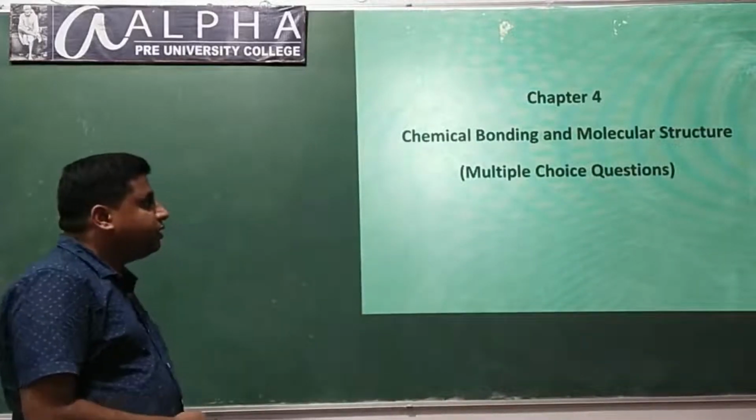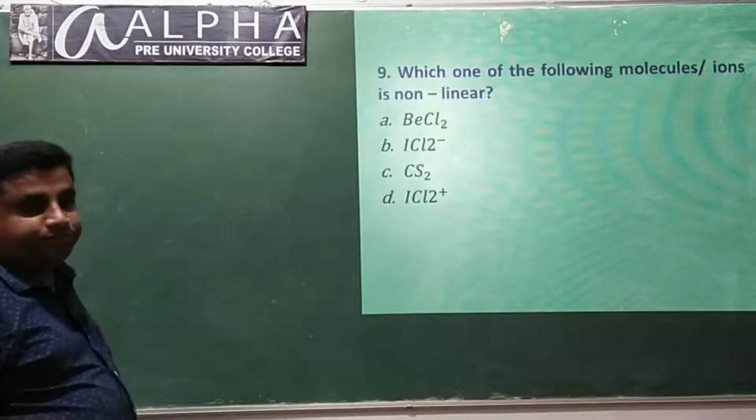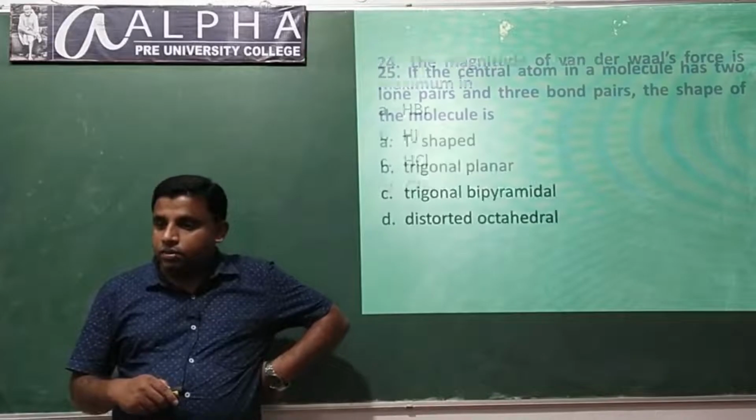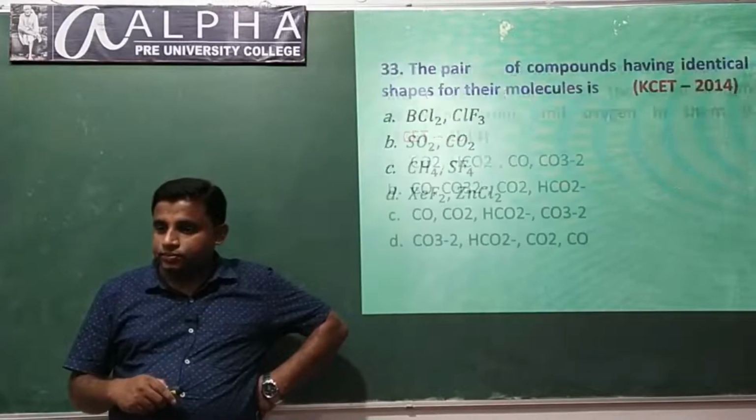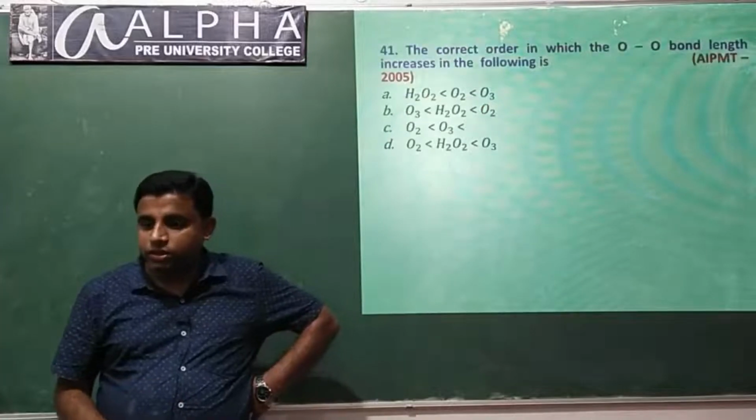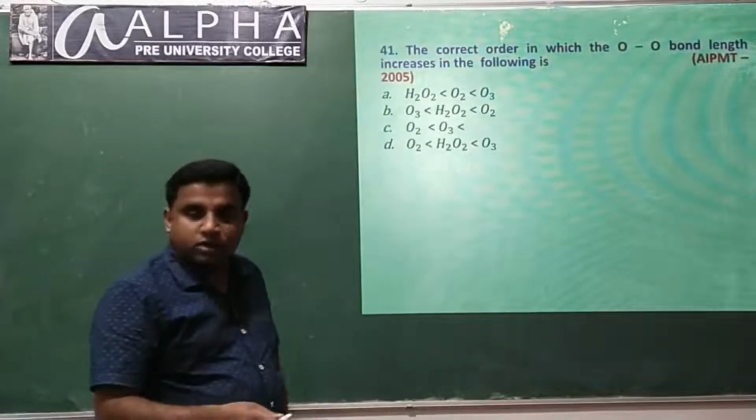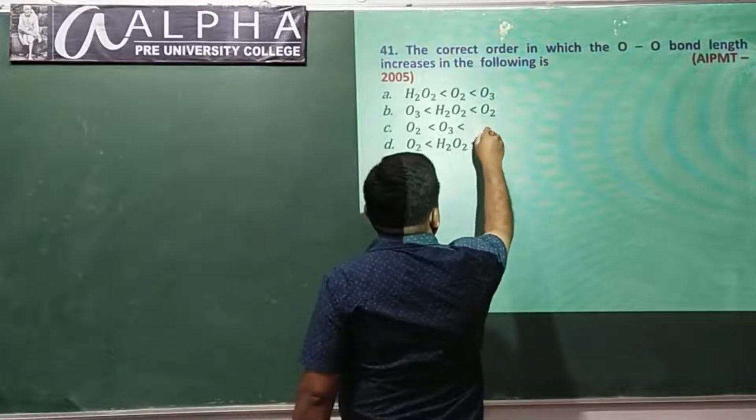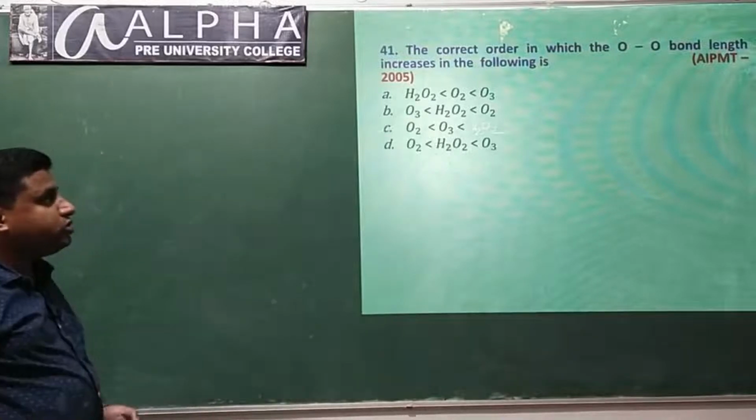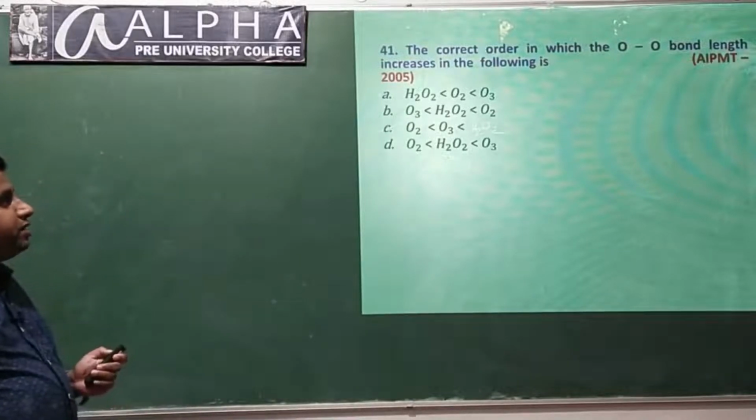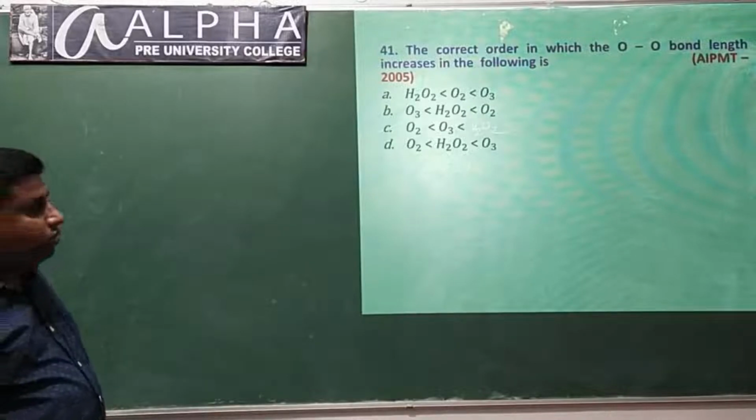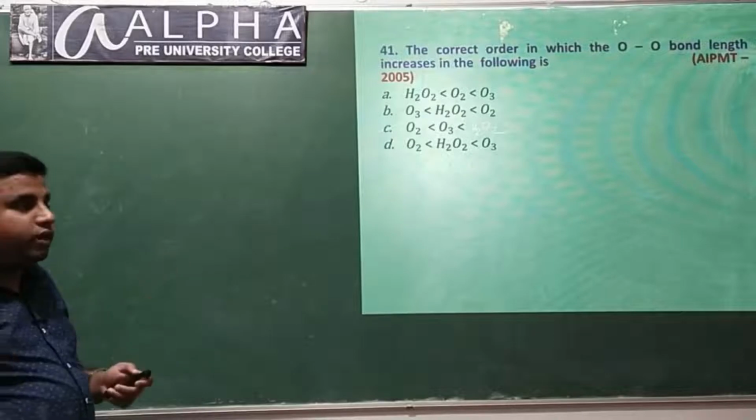What was the last question? The last question was, I think, this was the last question, isn't it? We had missed one thing. Here we have to have hydrogen peroxide, and this was the correct answer. This was the question from All India Pre-Medical Test 2005. In the last video we have completed up to 41 questions.